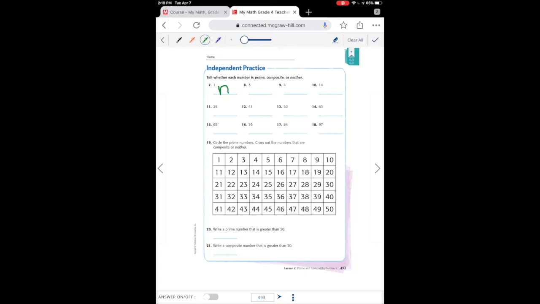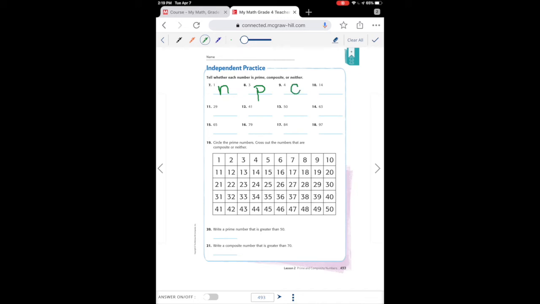Number 8, number 3. What factors are there for 3? 1 and 3. And are there any other numbers we could multiply together or divide 3 by and get a whole number with no remainders? No, so it is prime. Number 9, what are all the factors of 4? 1 times 4 and 2 times 2. Since it has more than 2 factors, it is composite.